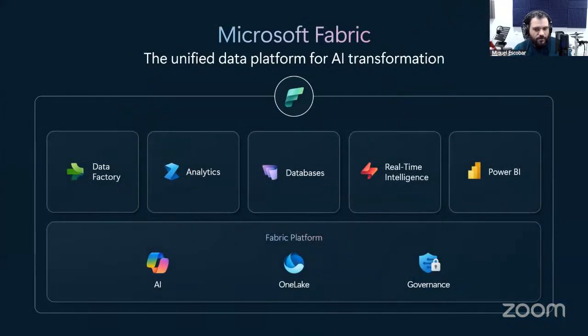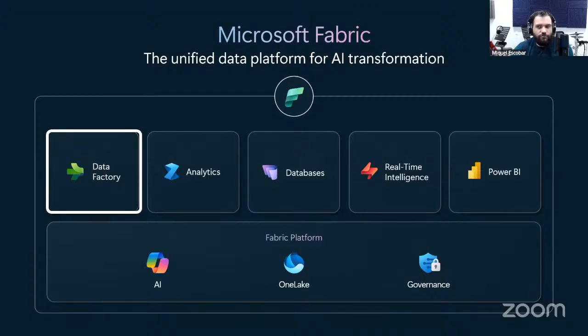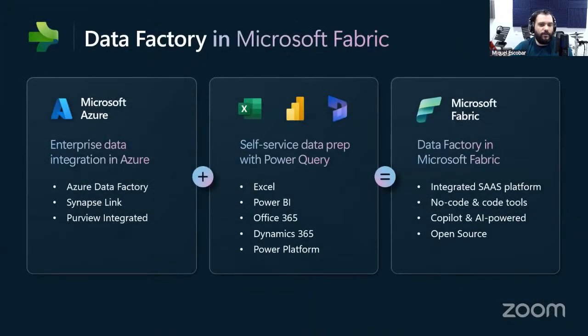First things first. What is Fabric? Fabric is a Microsoft offering, and it's the unified data platform for AI transformation. Within Fabric, you might actually realize that you have Power BI. But besides Power BI, we also have something called Data Factory. And what is Data Factory? Data Factory is effectively what you get if you combine the best of Azure Data Factory with the best of the self-service data prep experience in Power BI, which is Power Query. Once you combine those two, you get Data Factory in Microsoft Fabric, which is an integrated SaaS platform. You don't have to deal with any code or any code tools. It has Copilot and AI-powered source, and it's also open source.